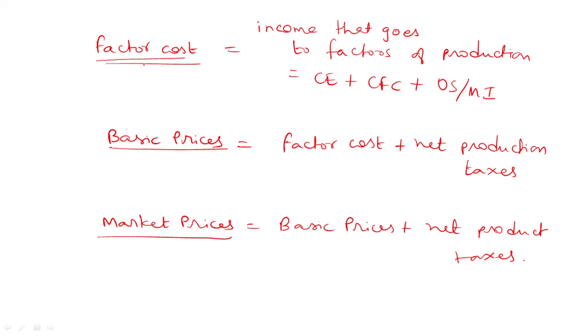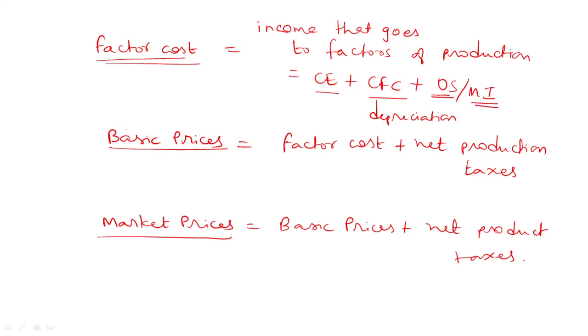Remember that in the factor cost, any kind of taxes or subsidies are not included. Factor cost basically becomes the income that goes towards the factors of production. We have already talked about this and we gave a formula also in the previous videos. Factor cost is nothing but compensation towards employees plus consumption of fixed capital, which is also called depreciation, and there is another term which is called operating surplus or mixed income.